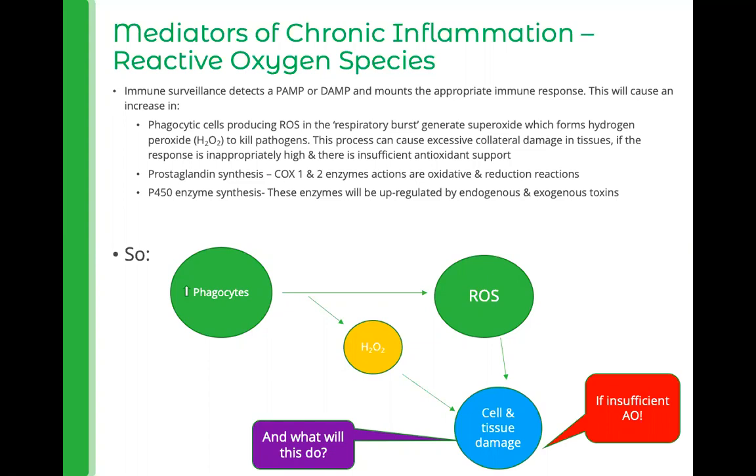Now, from what I've just said, what will that do? If there's more cell and tissue damage, what's that going to do? Well, it's going to release more DAMPs, isn't it? And if we have more DAMPs, we end up with more phagocytes. So this is one of the cycles, and I thought this shows it nicer than written text. However, if we have sufficient antioxidants in the body, then this cell and tissue damage will not necessarily occur, because the reactive oxygen species won't have that effect.